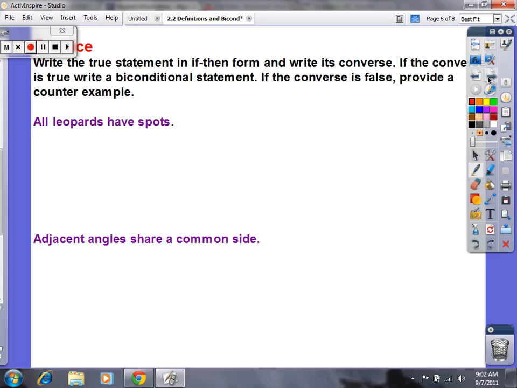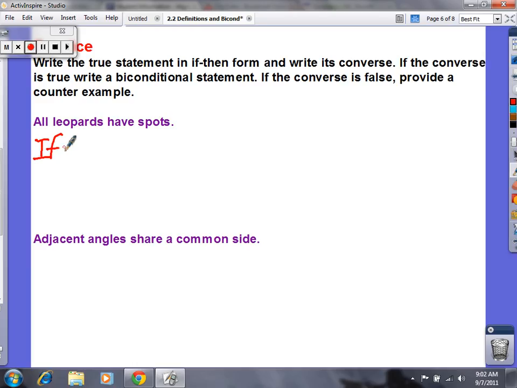What is it going to be? If what? Let's change it to an if-then. What's it going to be? If they have spots, then it's a leopard. If it has spots, then it's a leopard. That's the converse. If it's a leopard. Yes, who said that? Genius.